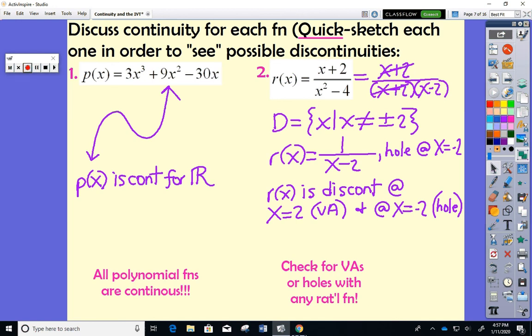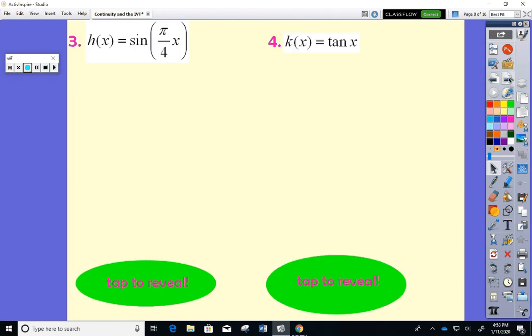So for all rational functions, check for vertical asymptotes and for holes in the graph, and that's where your discontinuities will occur. All right, so think about any y equals sine x graph or transformation of the graph. Are we clear that sine and cosine are both just these real uniform repetitive periodic waves? These waves never have holes in the graph, they never have vertical asymptotes, and they never have jump discontinuities.